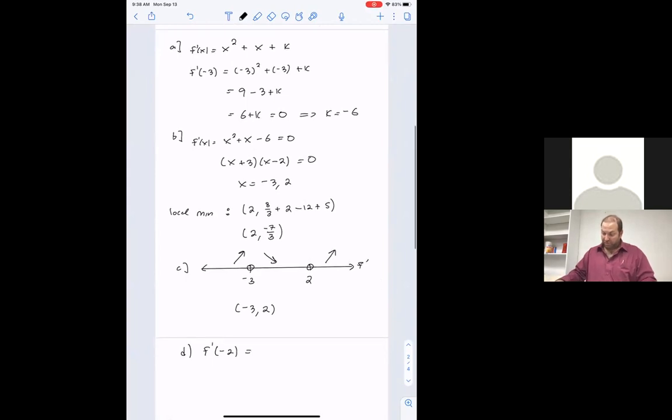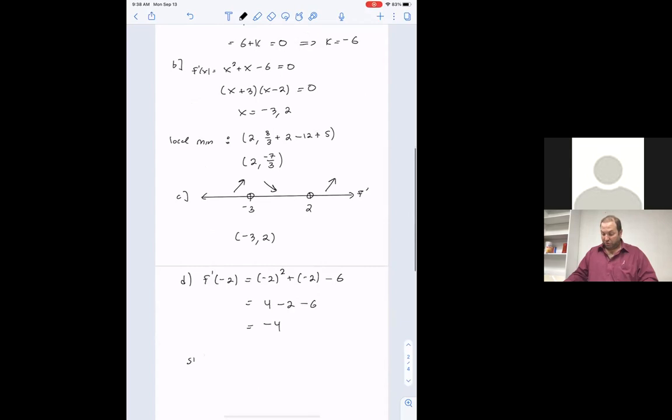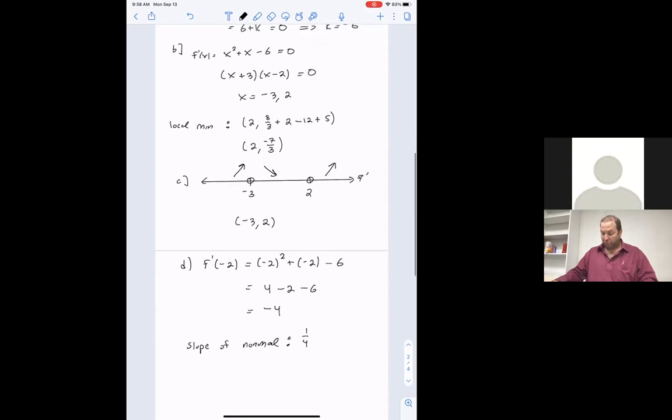If I go back to my f prime of x, I get -2 squared plus -2 plus k, which we already know is -6. -2 squared is 4. 4 minus 2 minus 6. That's -4. So the derivative at -2 is -4. So the slope of the normal is the negative reciprocal of that. The slope of the normal is going to be +1/4.